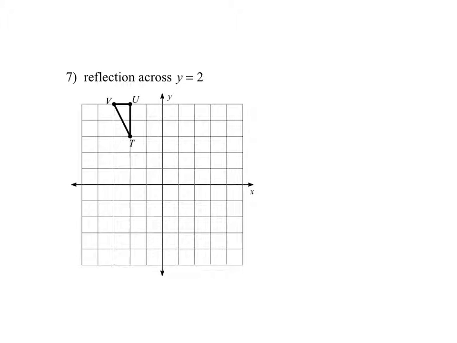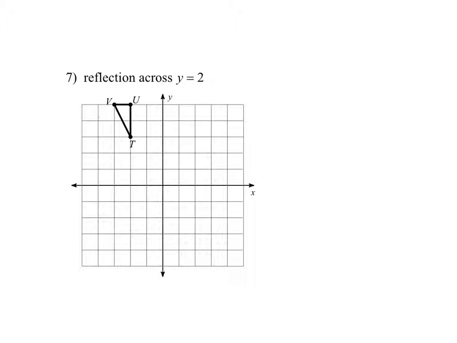Now it's telling me to reflect across y equals 2. So let's start by drawing that. Y equals 2 is this line that is coming right here. So again, the distance from this line to any point on my pre-image is going to be exactly the same distance on the reflection. So that means that T is just 1 unit from the line, so T prime is going to be 1 unit from the line. Now U is 1, 2, and 3 units, so U prime is going to be 1, 2, and 3 units.